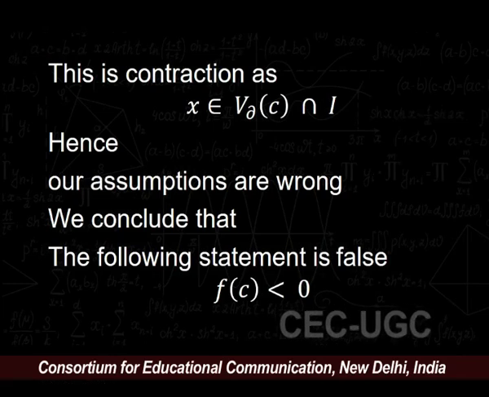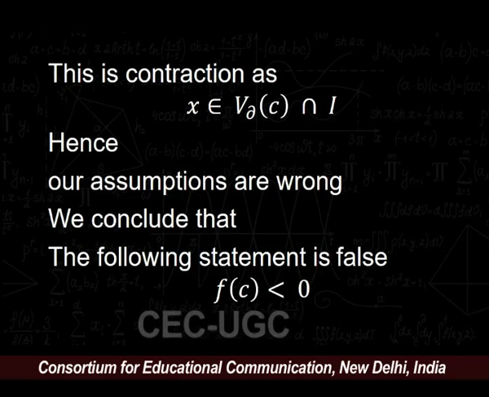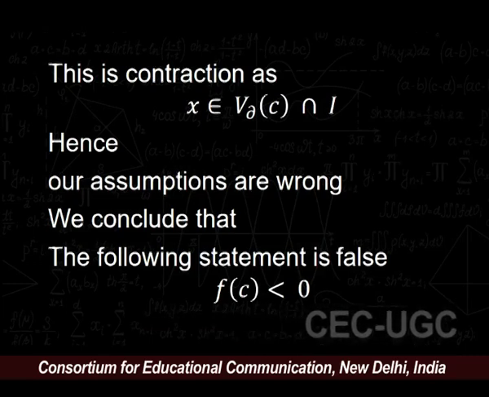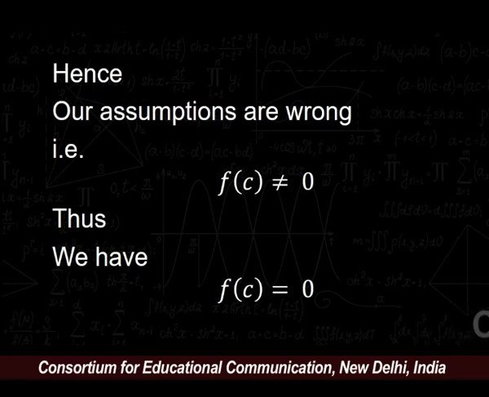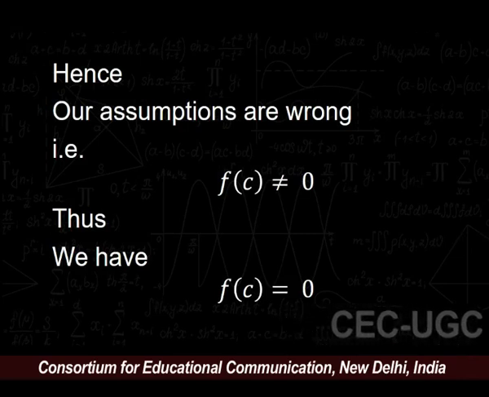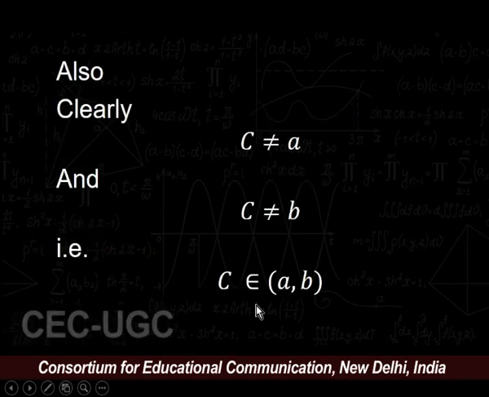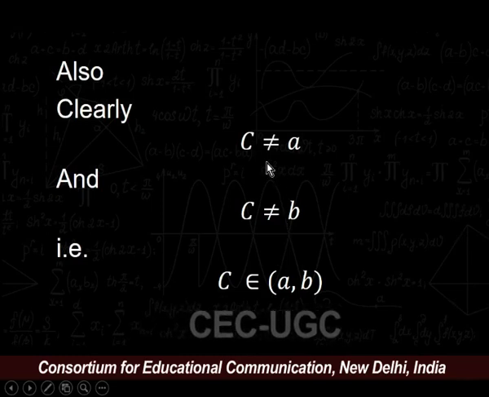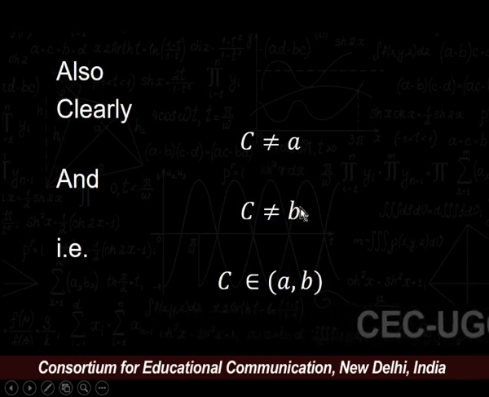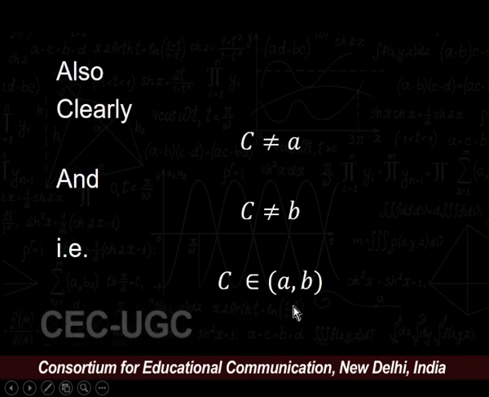Hence, our assumption is wrong, and we conclude that the statement is false. That means f of c is not strictly less than 0. Hence, our assumption, what we took initially, that f of c is not equal to 0, is wrong. That means f of c must be equal to 0. Also, clearly c is not equal to a, and c is not equal to b. That means c belongs to the open interval a comma b.